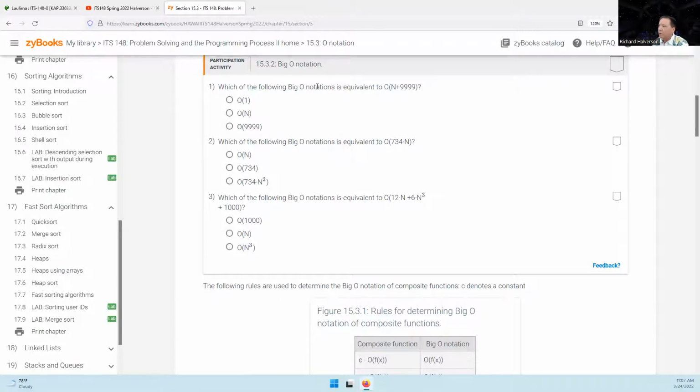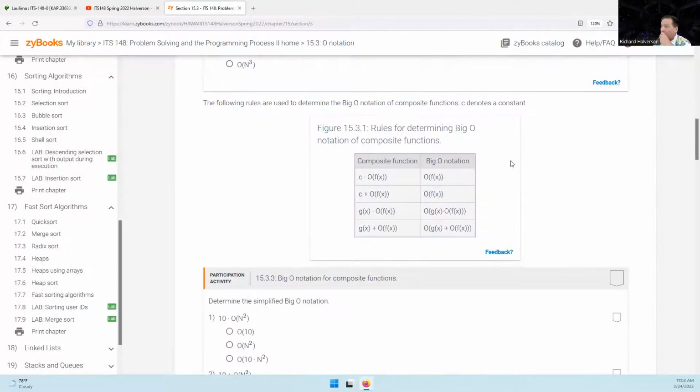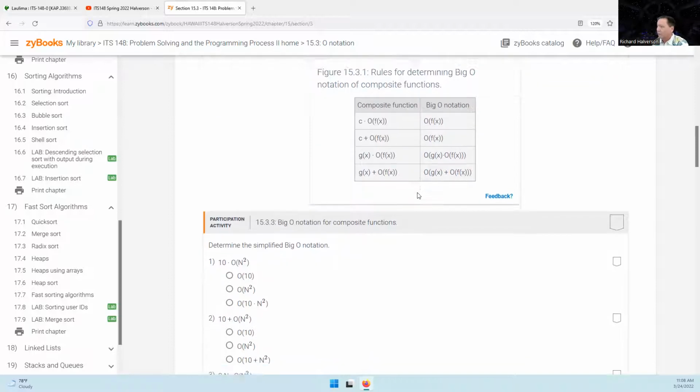So which of the following big O notations is equivalent to this? Well, n changes with the size. So if n is only 100, well, yeah, that. But what if n is 10 billion? Okay, well, this is nothing. And if this goes from 10 billion to 100 billion, it's this thing that's going to dominate. So it's this, I hope, the highest order term. So this is for composite functions. You end up using the bigger one.